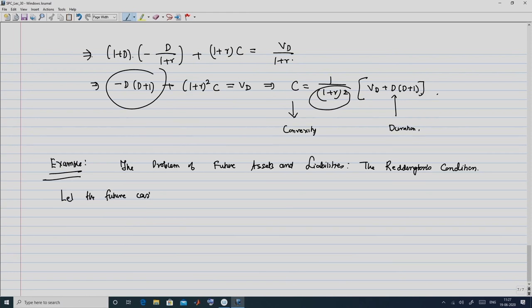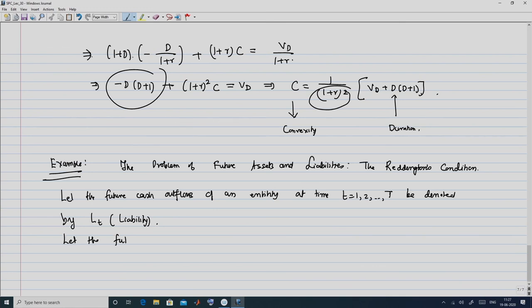So, let the future cash outflows of an entity at time t equal to 1, 2 all the way to capital T be denoted by capital L subscript T, L is for liability. Also, let the future cash inflows, as opposed to outflows, of the entity at time t equal to 1, 2 all the way to capital T be denoted by say A_t, A is for asset. All right.